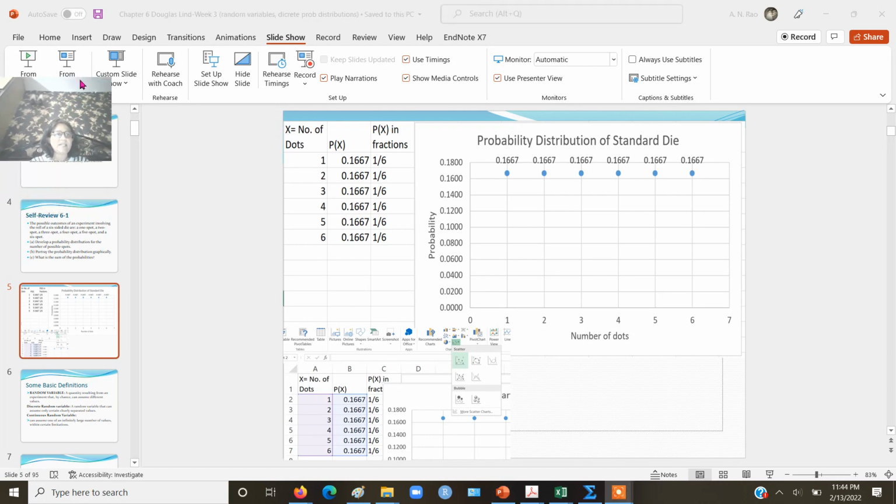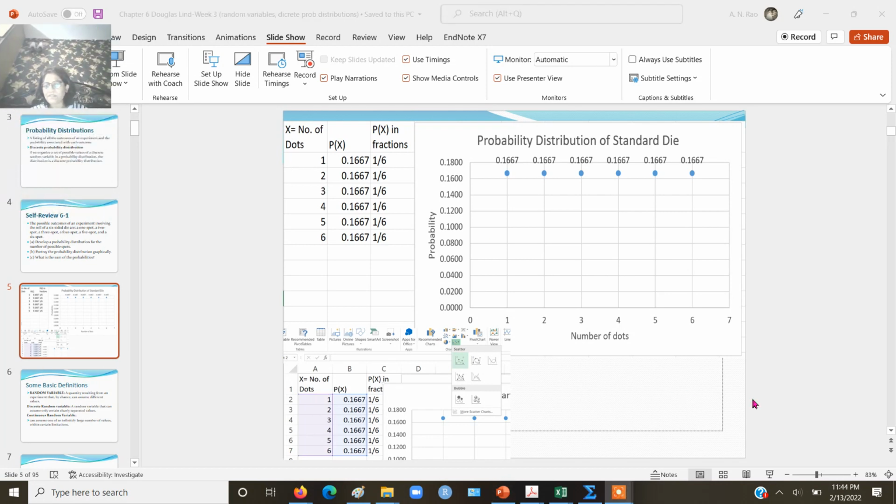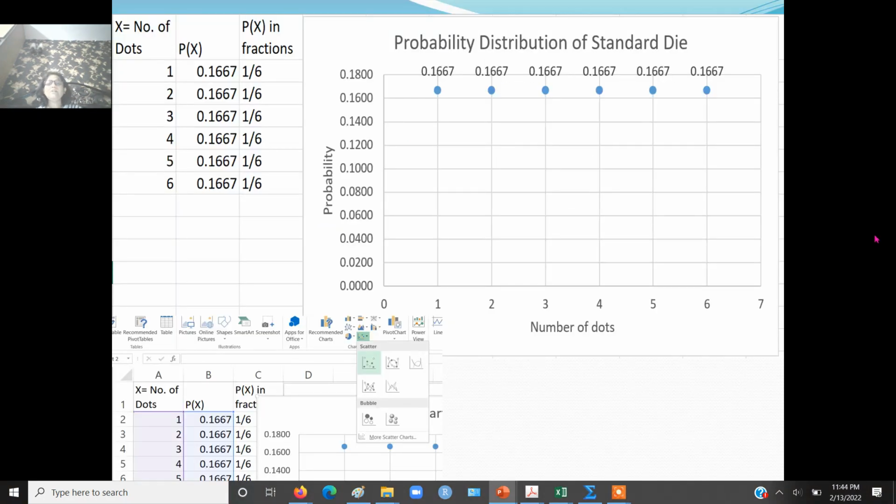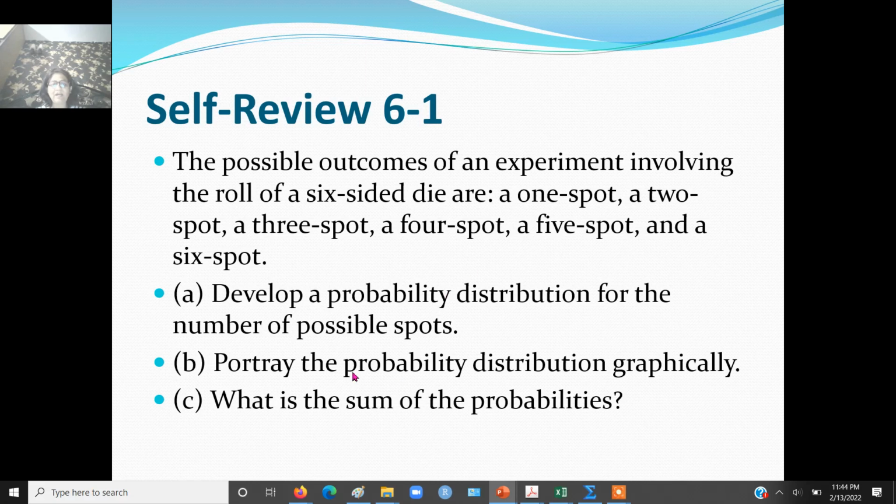So this is exactly what I was discussing here on this slide. This is the probability distribution of a standard die, and you can see that each outcome has an equal probability. In other words, each outcome is equally likely. So that's how we have made the probability distribution.